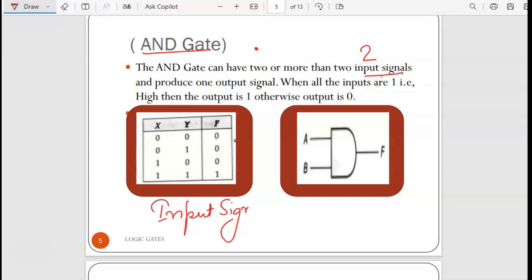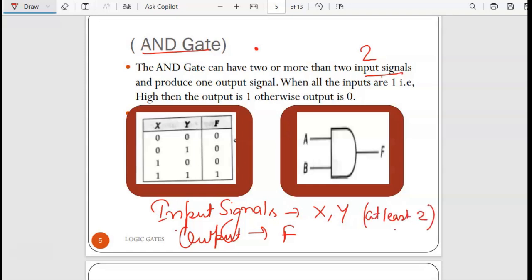Let me write it down so that you will be clear. Input signals are X and Y in the given example, and the output is F. Input should be at least two variables. So output is 1 only when all the inputs are 1, then it will be high, otherwise low.